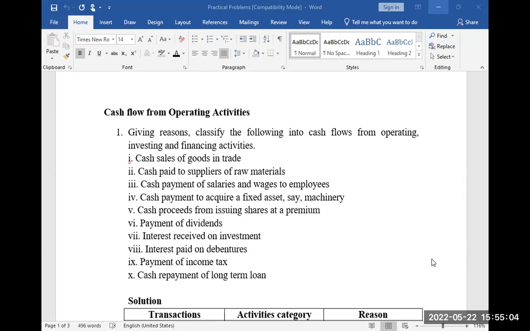Payment of income tax, operating activity. Next. Cash repayment of long-term loan. Financing activity. Very good.